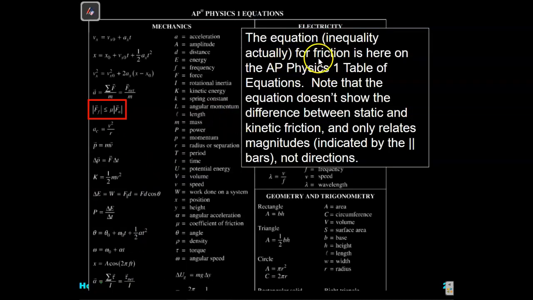The equation for friction is on the AP Physics equation sheet. I know it looks different. The equation doesn't show the difference between static and kinetic friction and only relates magnitudes. Notice the absolute values, not directions. Okay, so the directions are all on you. The magnitude of your frictional force is less than or equal to the coefficient of friction times the magnitude of your normal force. Less than or equal to. It can be equal to if we're dealing with kinetic friction, or it can be less than for static friction.